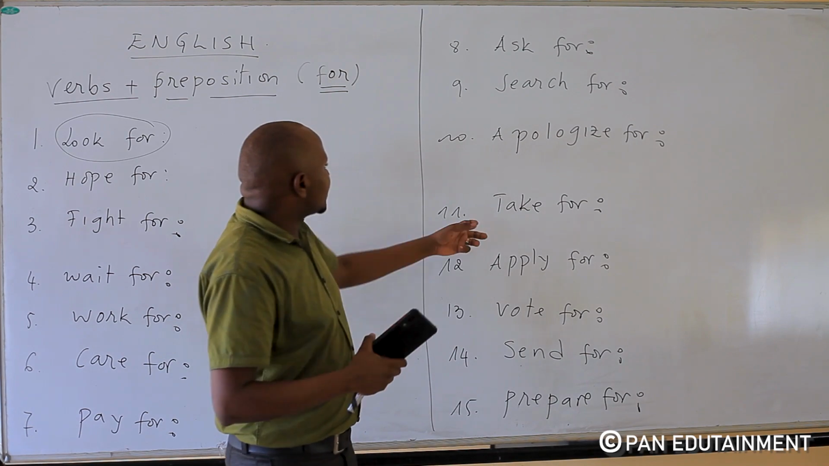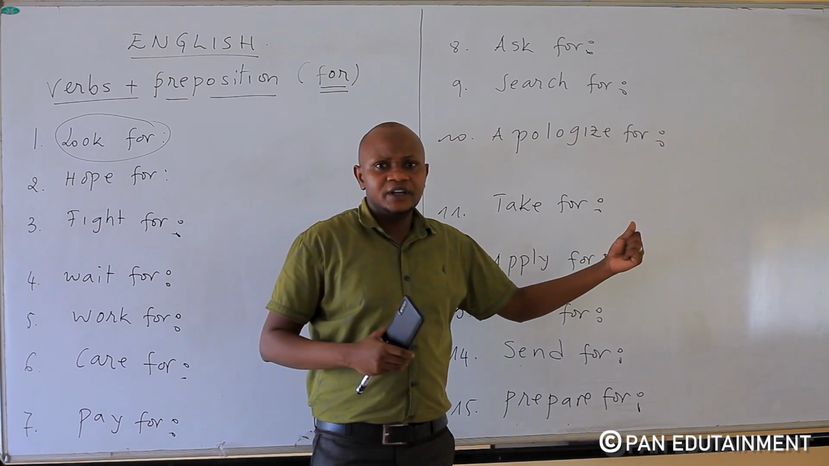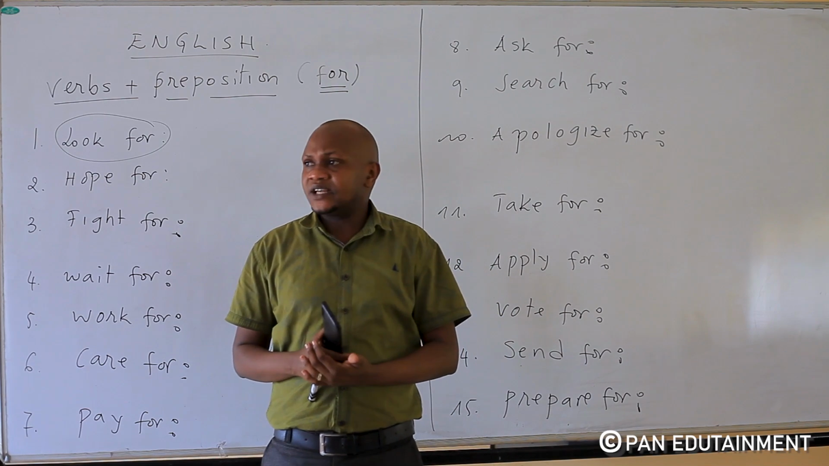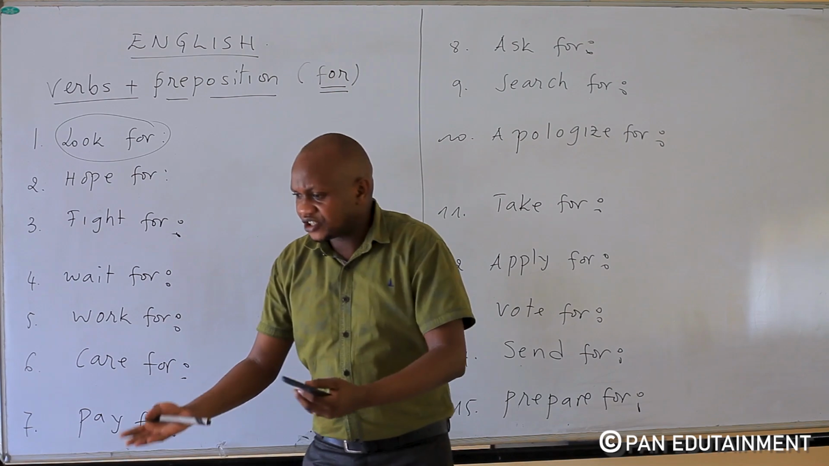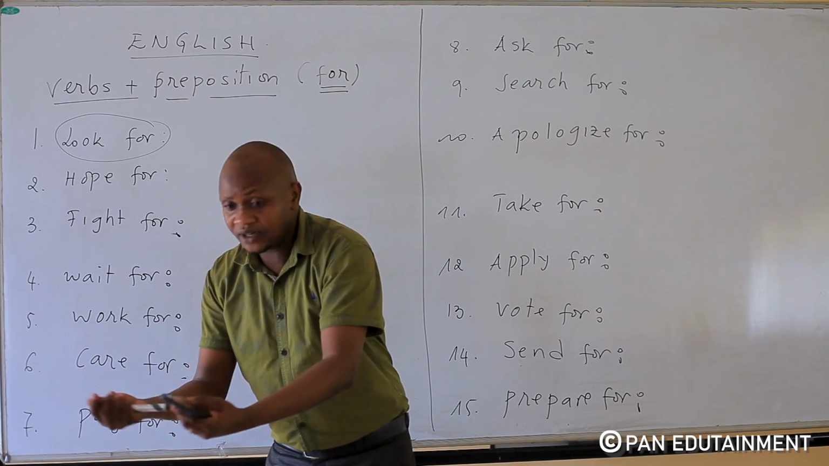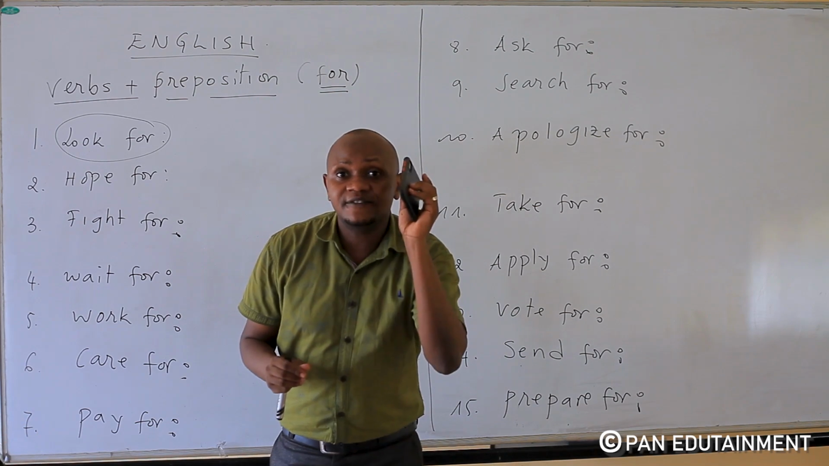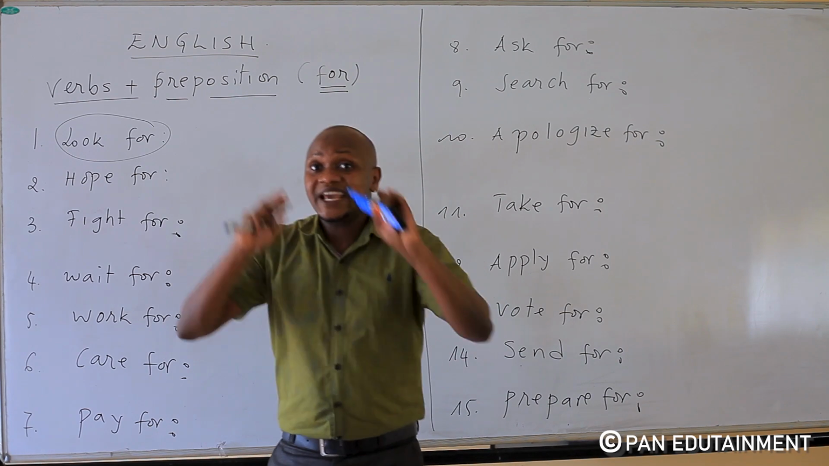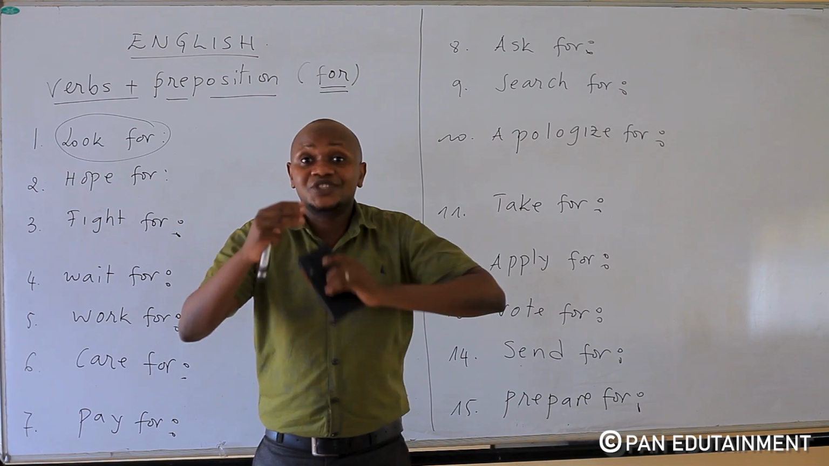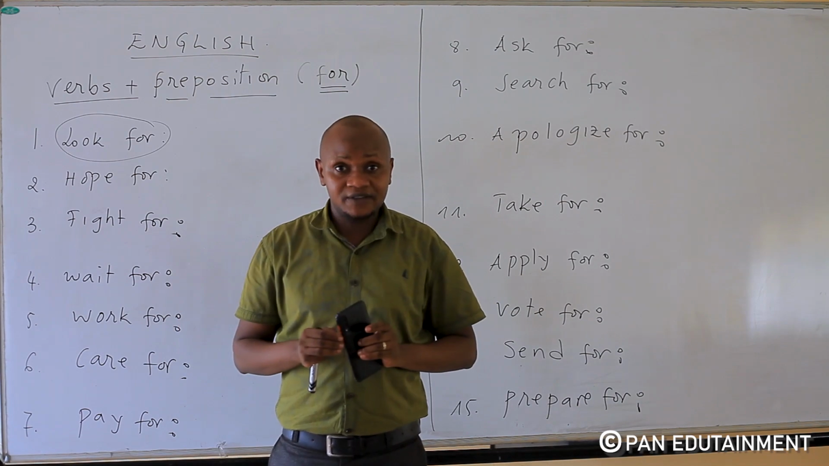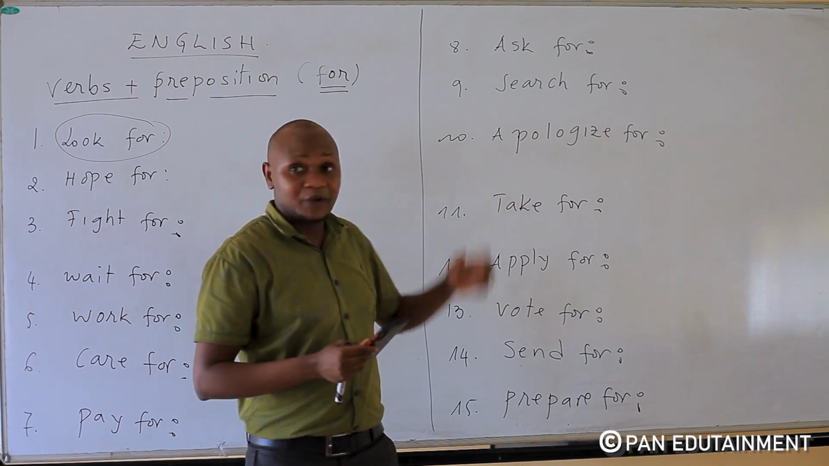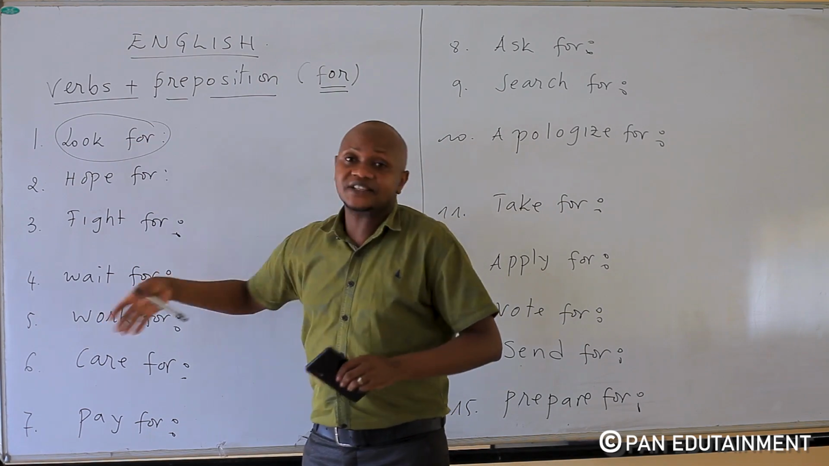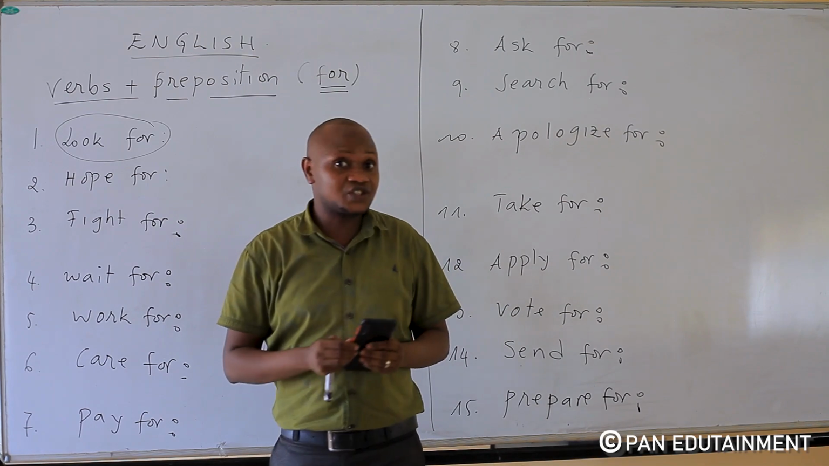Good. Then next it is to take for. To take something for. For example, I can say, take it for me. Take this one for me. Take this telephone for me, please. Help me to take it. Or take it for me, please. That is to take something for someone. We are on the preposition for. Tulikuiga preposition for. Zijyana na ma verbs atandukanye mu Icyongereza. That is to take for.